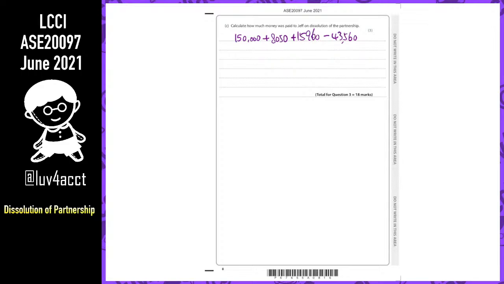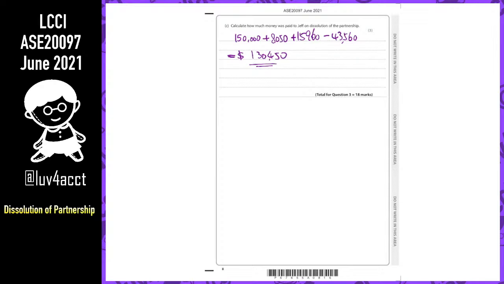Okay, let's see. 150,000, 15960, which is equal to 130,450. Finish. Yeah. Good. 18 marks.